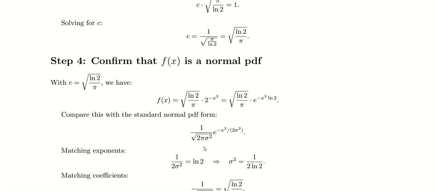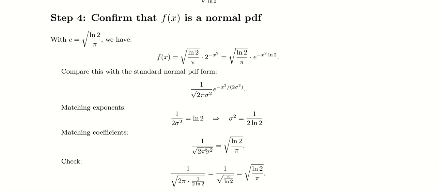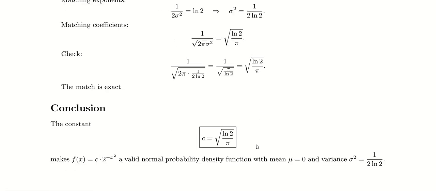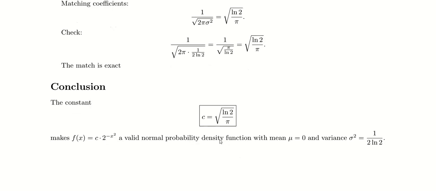And we can compare this with the standard normal PDF form. So this is just optional. It's just, I guess, another way to do it and to confirm that indeed this works. So this is the standard normal PDF, and we'll replace 1 over 2 sigma squared with natural log 2. So that means sigma squared will be 1 over 2 natural log 2. So 1 over square root of 2 pi sigma squared is just the square root of natural log 2 over pi. And so we check that that works. So the constant is the square root of natural log 2 over pi. And so that's going to be our final answer.